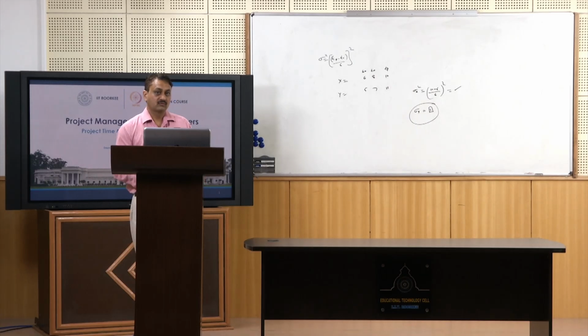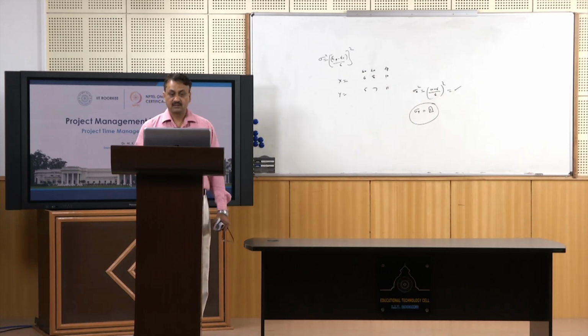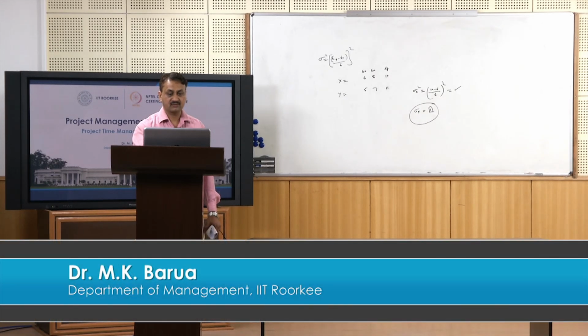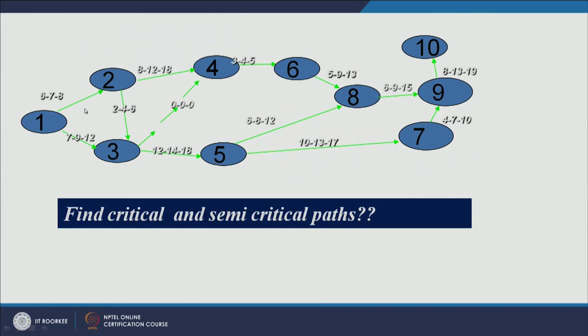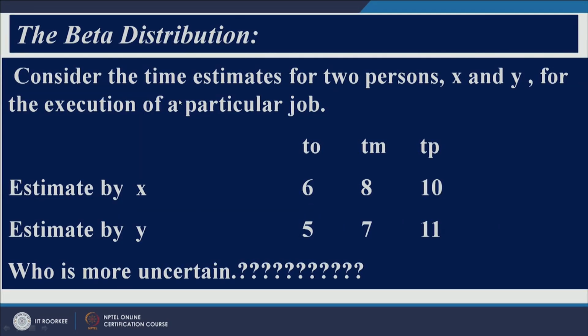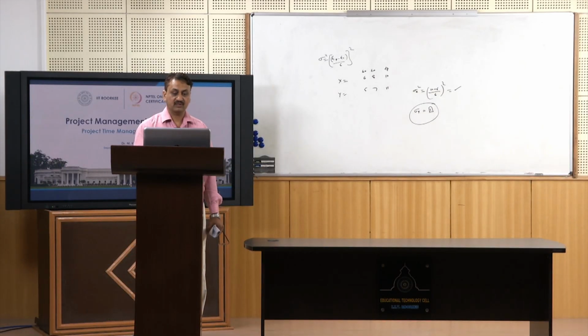Now, since you have got a PERT network and there are 3 time estimates, first of all you should find out expected time for that activity. In fact, I gave you one assignment also. When I asked you to find out critical and semi critical path, first of all you should find out expected value of all these activities. And how to find out expected value or mean value? This is the formula for that.